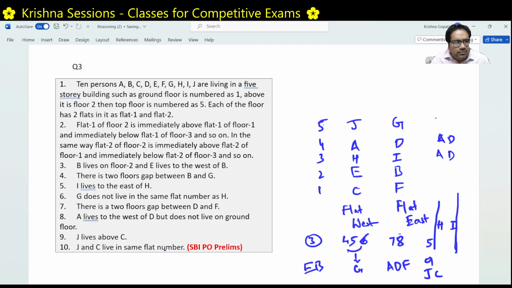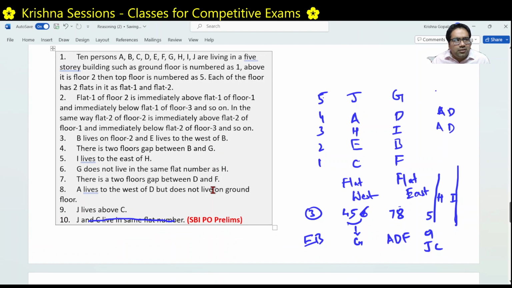So if you see, condition number 10 we did not even use. In the SBI PO prelims, the condition is given, but we actually don't need condition number 10. Which conditions have we used? We have used the first two conditions, which are the given statement only, the structure of the building, and then the third, 4, 5, 6, 7, 8, 9. Nine conditions we have used. The 10th condition we did not even use. It is given extra, but it is not even needed for solving this problem.